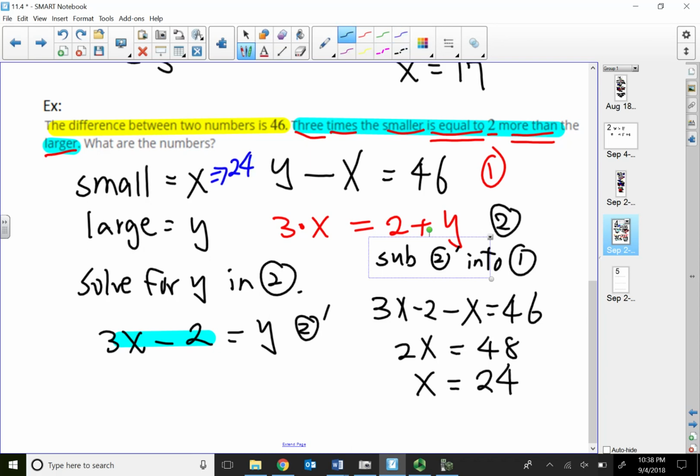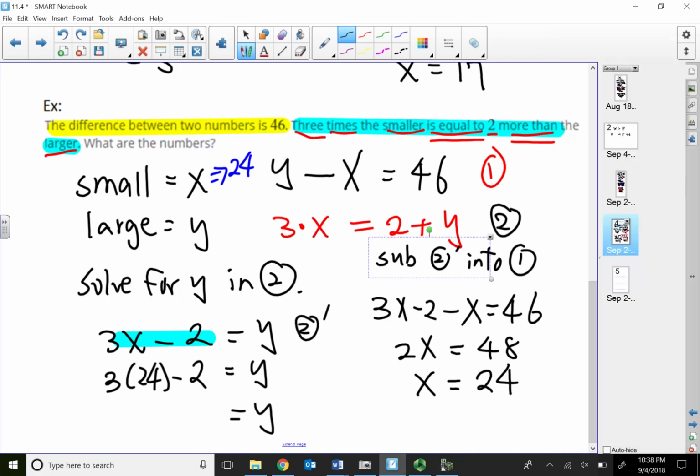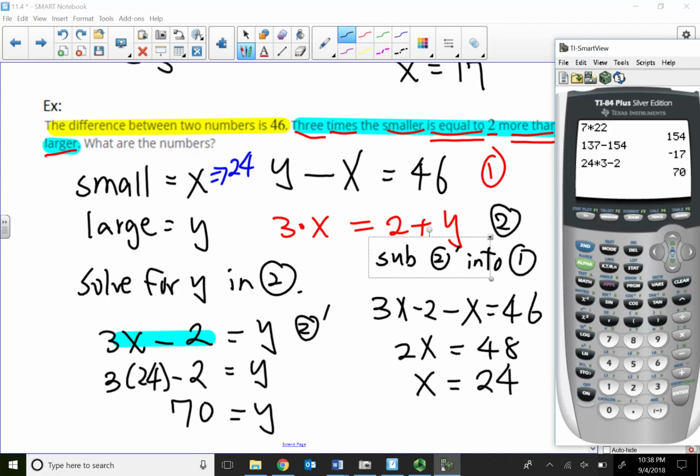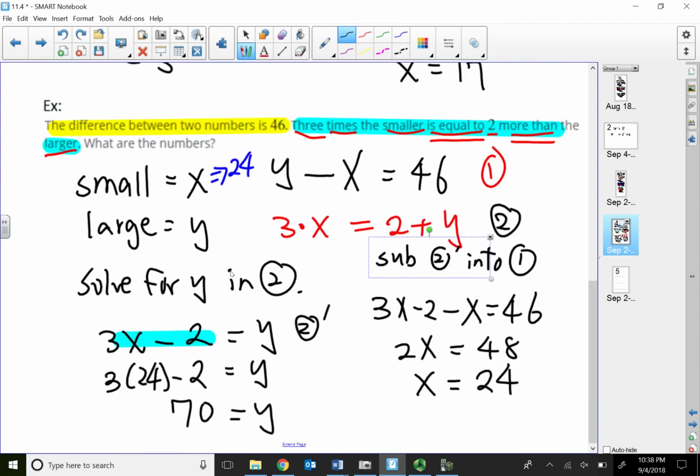Okay, so what would the large number be? Well, y is equal to 3x minus 2. If I substitute 24 for x back into my second equation prime, that's 3 times 24 minus 2, which tells me what y is. So my larger number, 24 times 3 minus 2, that'll be 70. Okay, all right. So just real quick, that's using a system of linear equations to solve number problems. All right, that will conclude this lecture video. Thank you for watching.